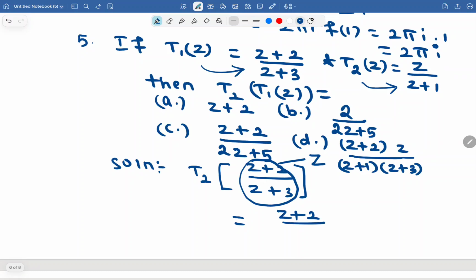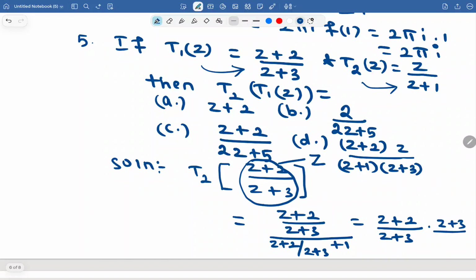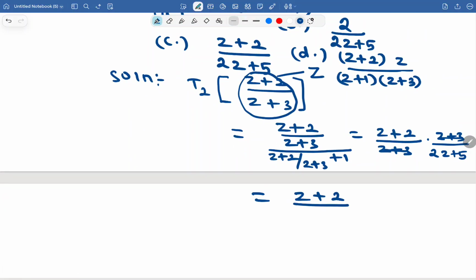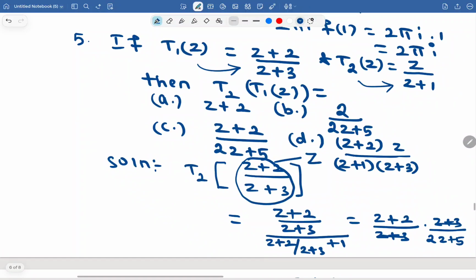Therefore, z plus 2 by z plus 3 divided by z plus 2 by z plus 3 plus 1. Simplifying, z plus 2 by z plus 3 into z plus 3 by 2z plus 5. These two will get cancelled. Final answer for this one, z plus 2 by 2z plus 5. Third option, that is option C, is the correct one.